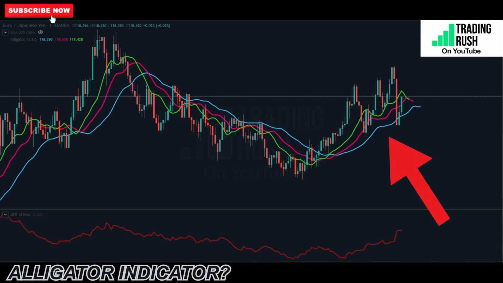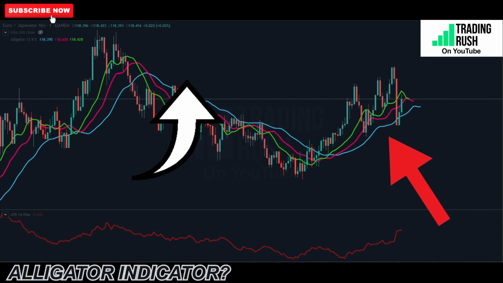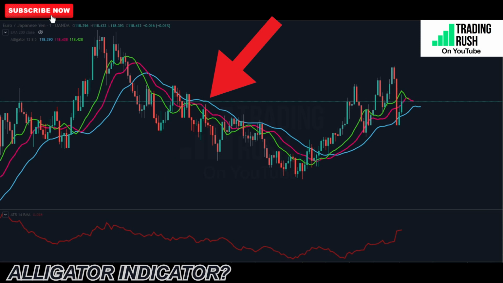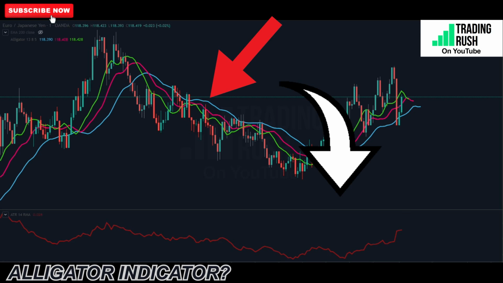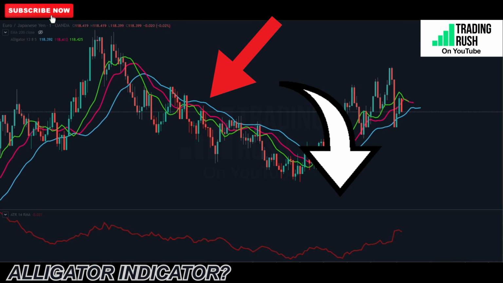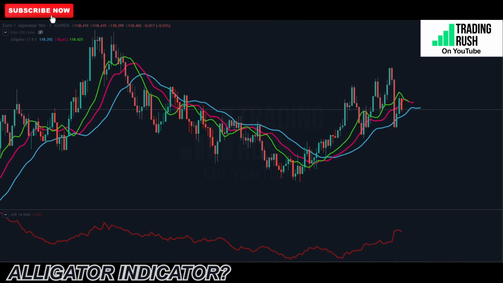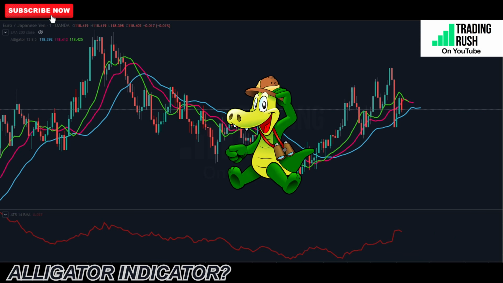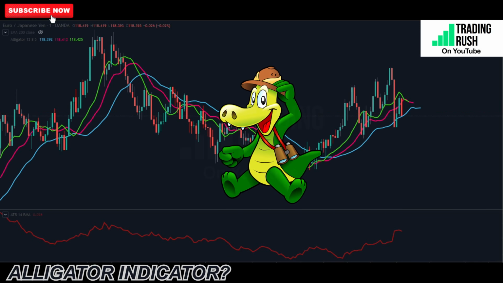When the price is above all the 3 lines of the alligator, the market is considered to be in an uptrend. Similarly, when the price is below the alligator indicator, the market is considered to be in a downtrend. Furthermore, the 3 lines, the jaw, teeth, and lips, work very similar to the mouth of a real-life alligator.